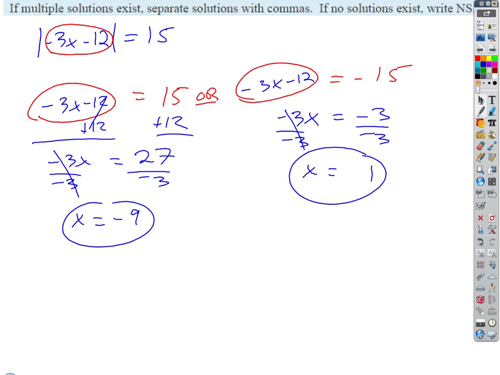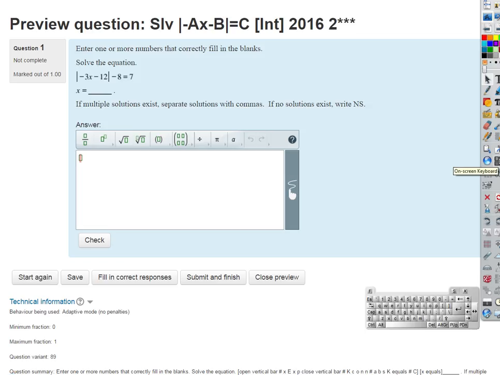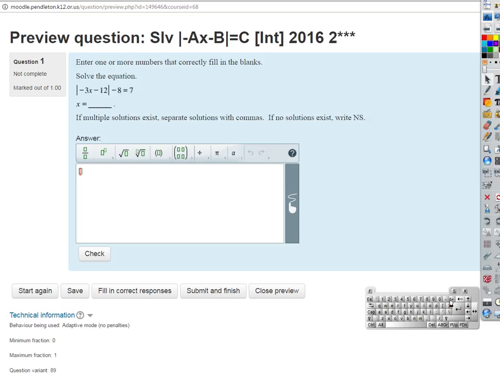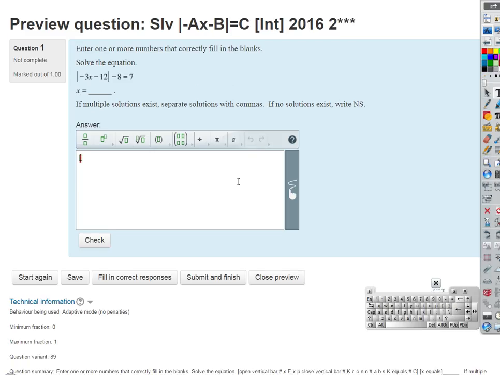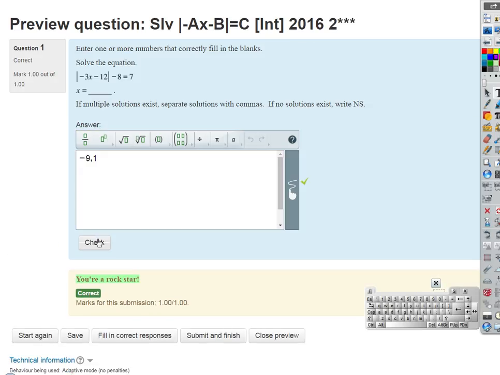If I go back to Moodle and I input that, Moodle just wants me to put, if multiple solutions exist, just separate them with commas. So what are they again? Negative 9 and 1? Yep. So negative 9, comma, 1. That works. Okay?